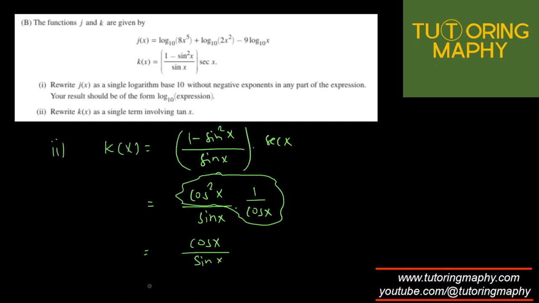Cos over sine using the quotient identity is nothing but cot x, but they need the answer in terms of tan x, and we know that as per the reciprocal identities, cot x is nothing but 1 over tan x. So I'm just going to box it up, and I think this is the final answer because this is what they needed, right? They just needed it in terms of the single tan function.